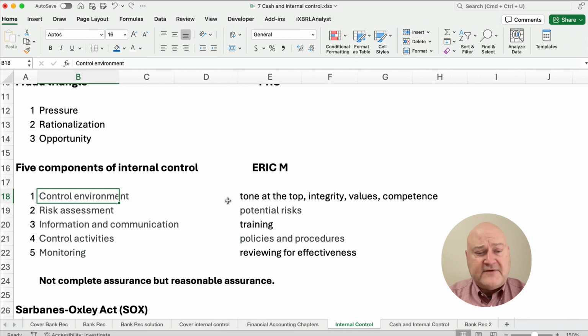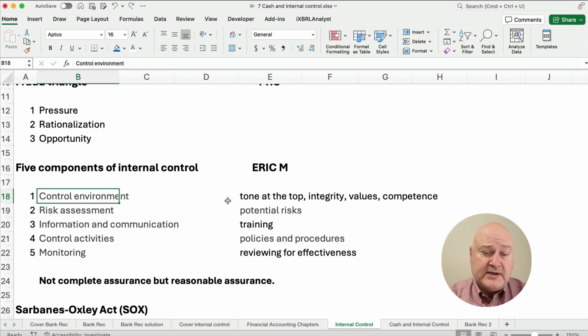The next one is information and communication. What kind of communication are we making with our employees and staff and colleagues? What kind of training, what kind of written policies, and what kind of emails go out talking about information and communicating the internal control? The next is the control activities. These are all the policies and procedures you put in place to try to have a good system of internal control.